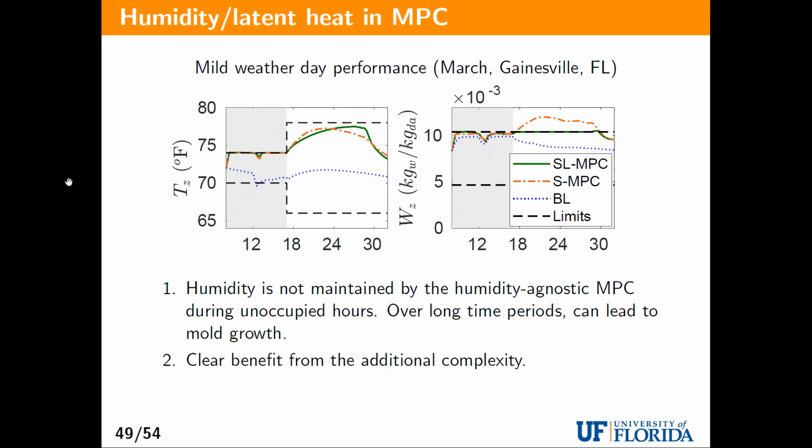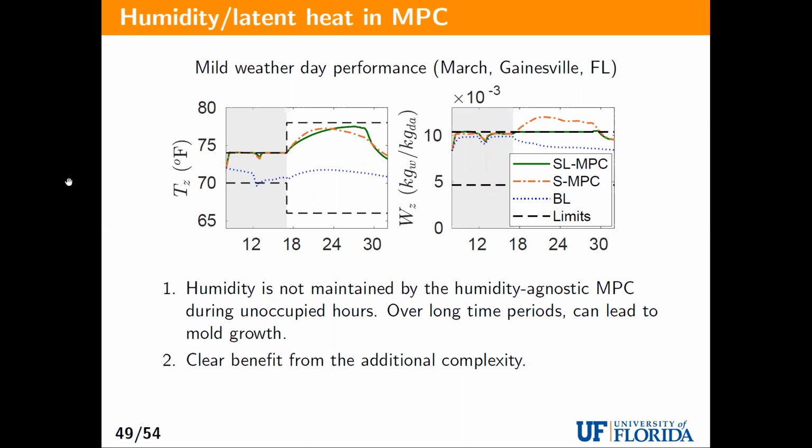So temperature bounds are tight. Humidity bounds are kind of the same throughout. And during the unoccupied hours, the temperature bounds are loosened. So this orange looking line is the MPC controller that does not care about humidity. The green line is the one that does care about humidity. And the blue line is the baseline controller that uses rule-based control. So all of them are maintaining temperature quite well, but the one that does not care about humidity is the one that screws up on the humidity, whereas the one with humidity just barely hugs the upper bound.